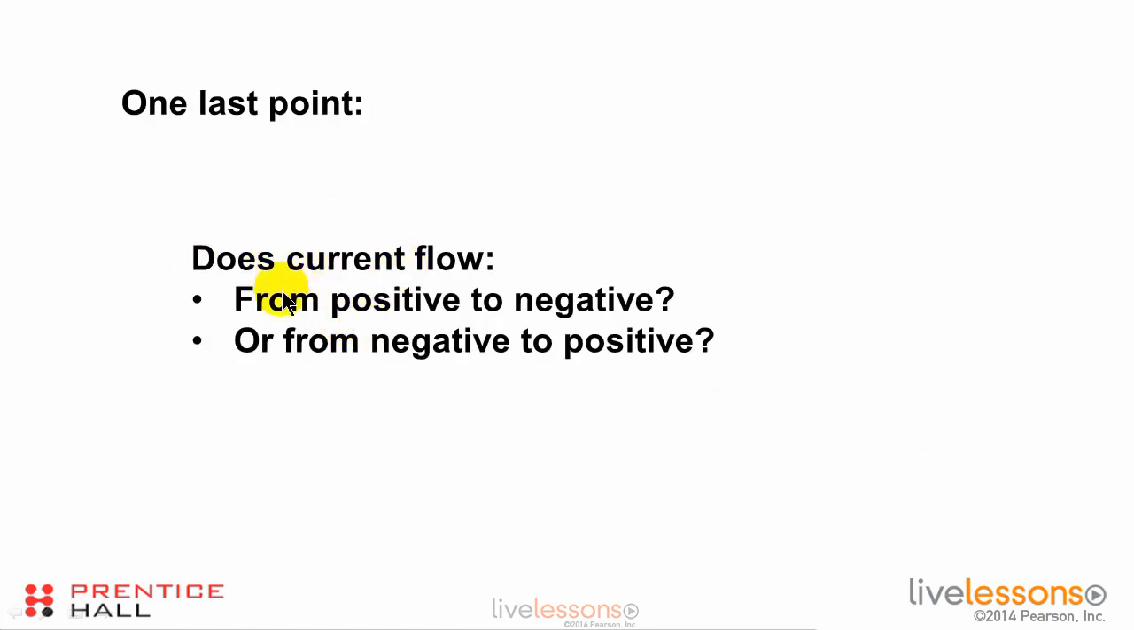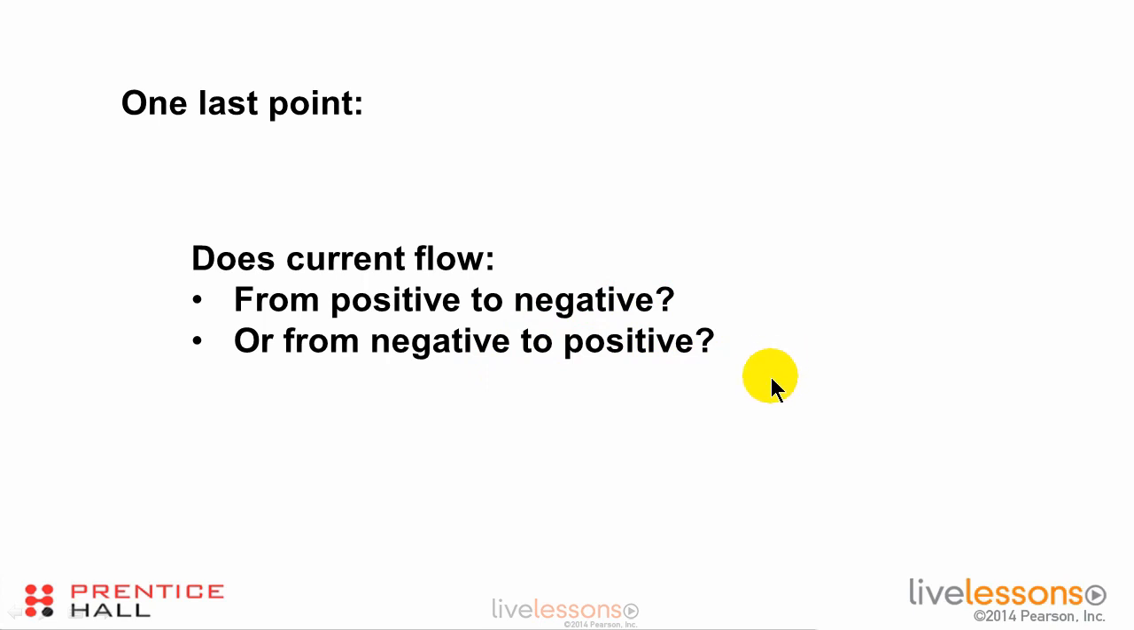One last point. Does current flow from positive to negative or from negative to positive? It was Benjamin Franklin who said that current flows from positive to negative. Remember, he was the kite flyer. And although he was a very smart man, this may be the one time that he was wrong. Current is the flow of electrons, and electrons flow from negative to positive. So, do we have to worry about that? Well, it turns out that in general, we do not.